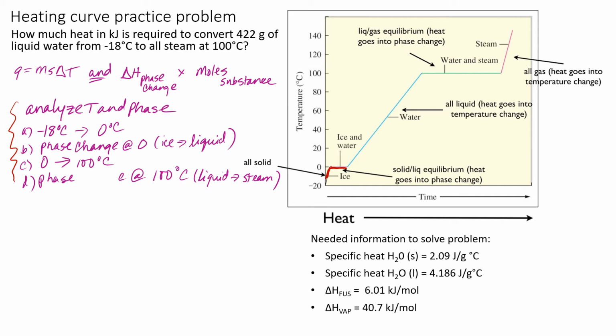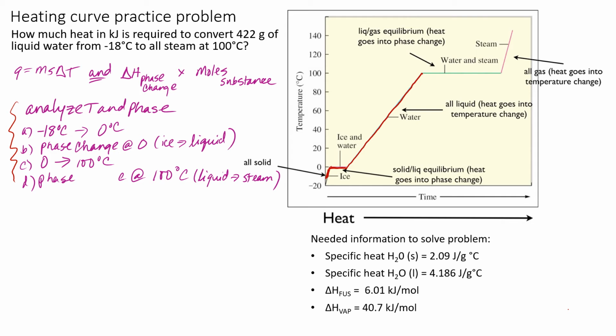Then once everything has become water at 0 degrees centigrade, we're going to analyze another part of the graph. We're going to analyze this part here, where we go all the way up to 100 degrees centigrade. Clearly, we have a change in temperature here, and we will use that to do our calculation, going back to the equation Q equals m s delta T.